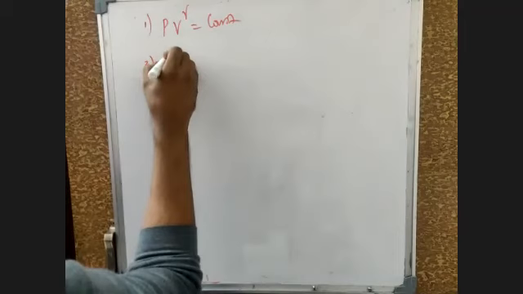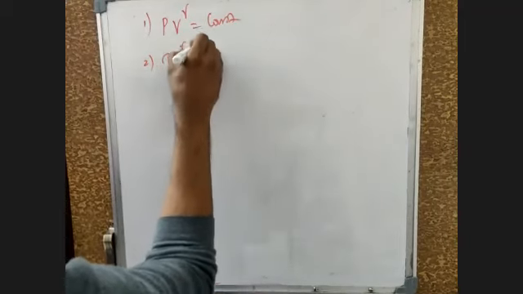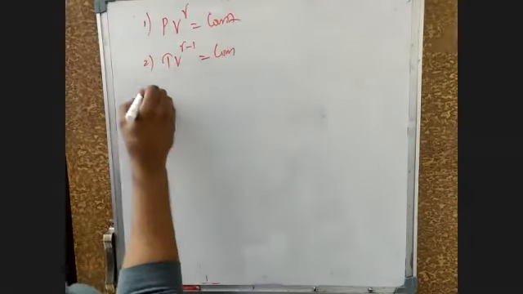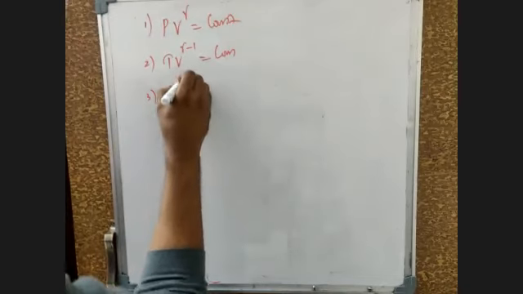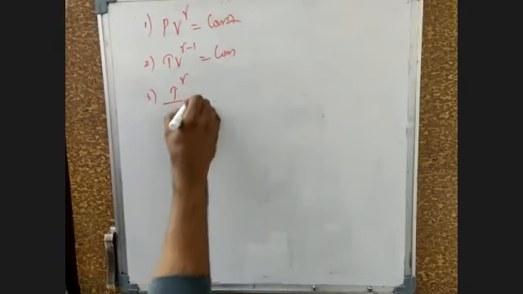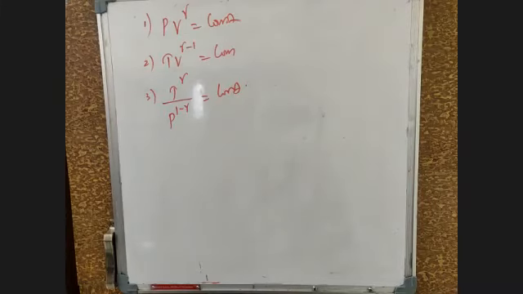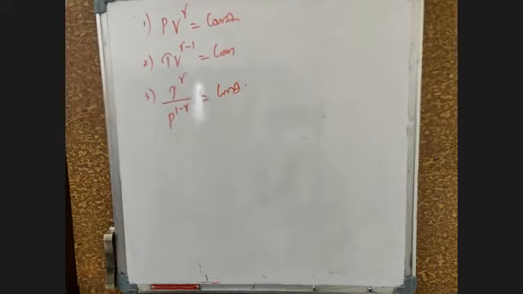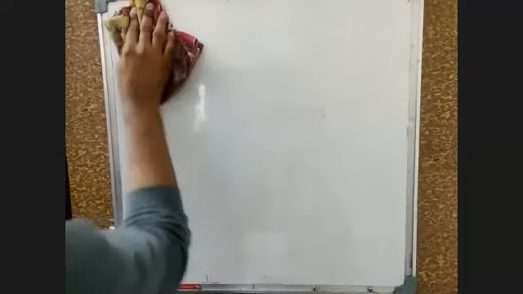PV to the power of gamma is equal to constant, for numericals. The next one is TV to the power of gamma minus 1 equals constant. And the third one is T to the power of gamma into P to the power of 1 minus gamma equals constant. These are the three formulas which you need to remember for your numericals. Let us try to go for the next one.